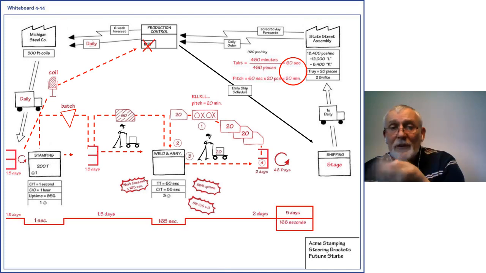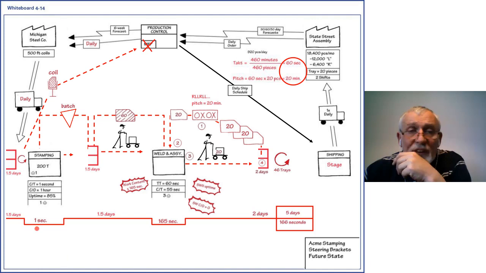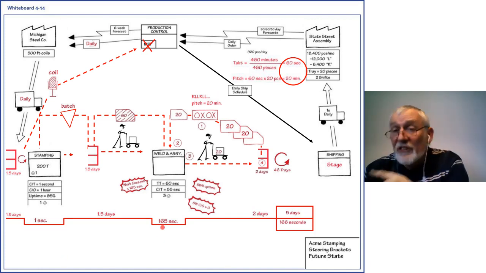So let's have a look at what the timeline looks like now. We've still got our 1 second. We've taken this down to 165. So in terms of processing time, we've taken it from 188 seconds down to 166. No significant difference. However, we've got 1.5 days maximum inventory sitting in this supermarket. We have 1.5 days maximum inventory again sitting here. And we have 2 days inventory maximum sitting here. So we have a maximum of 5 days.